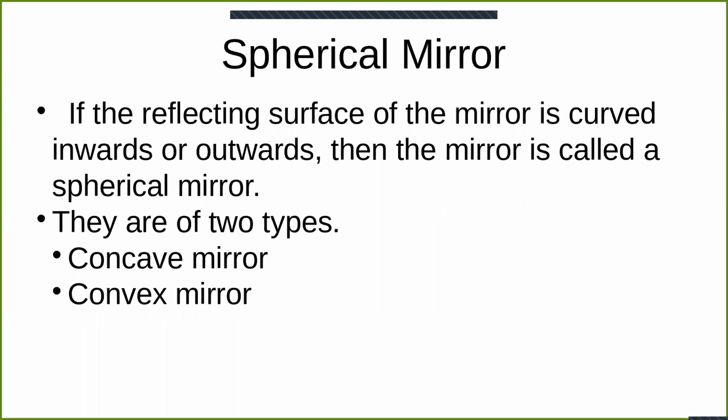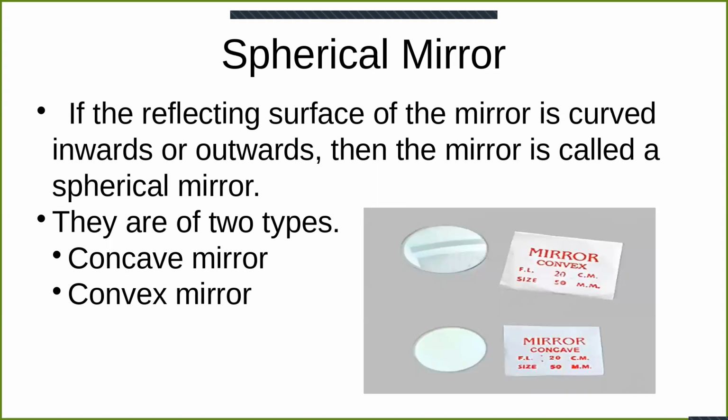They are of two types. First one is the concave mirror, second one is the convex mirror. These two are the types of spherical mirrors. Look at the picture. The first one is the convex mirror, second one is the concave mirror. Both are in spherical shape only, but in one mirror the curved inward part is reflecting, and in the other the curved outward part is reflecting. This is the difference.